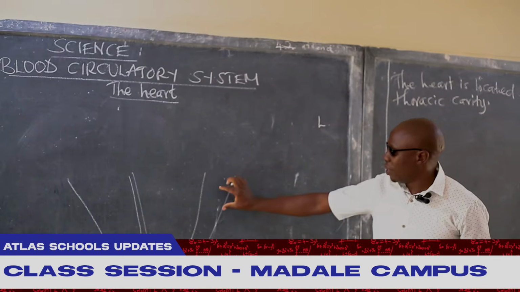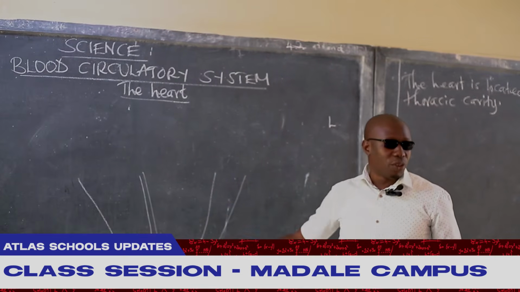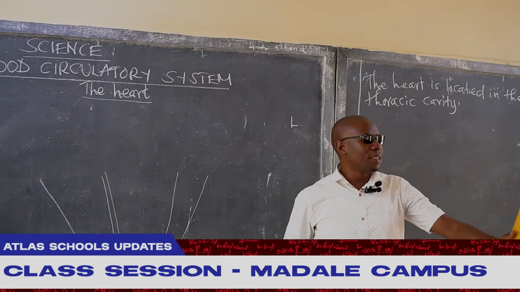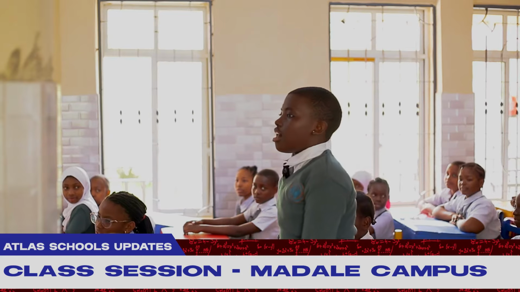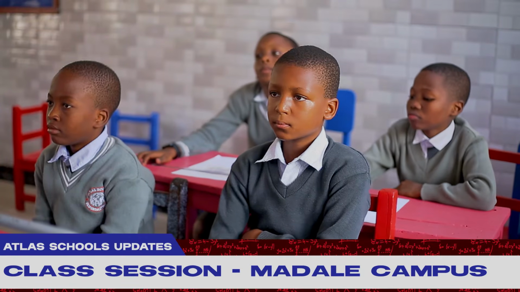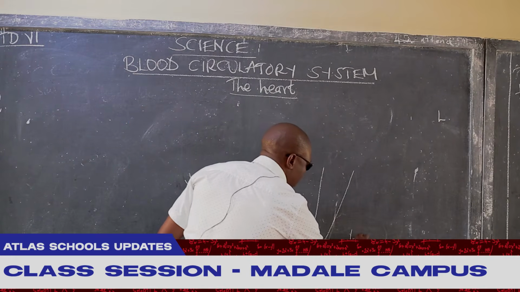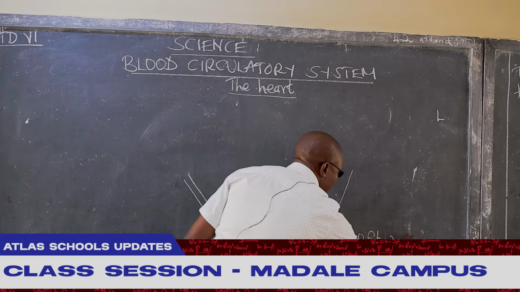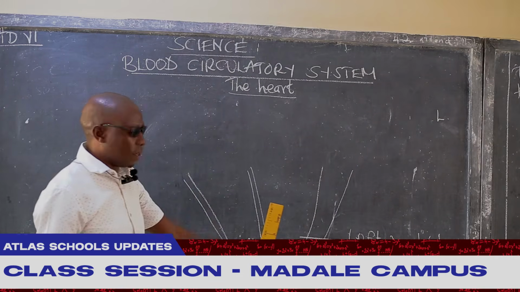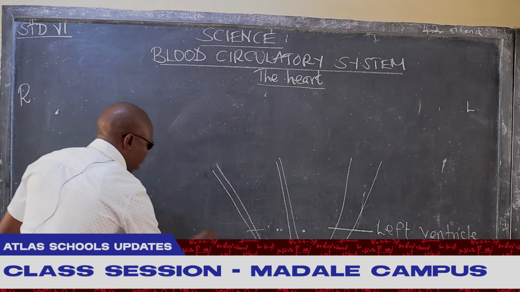You will find that this side here is thick, right? Each lower chamber is known as the, yes, Miguela? Ventricle. Very good. They are known as the ventricle. This one here is referred to as the left ventricle. Then on this side here we have the right ventricle.